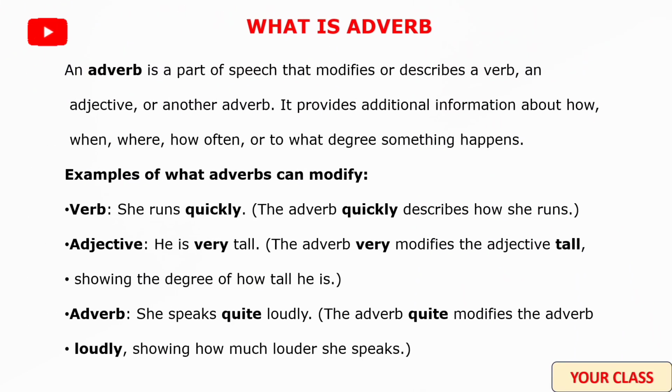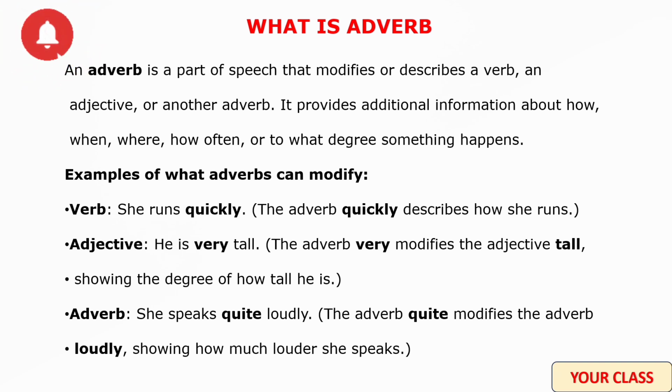Great. Let's dive deeper into the world of adverbs and explore how they work in sentences. I'll guide you step by step and will make sure you are understanding everything along the way. What is an adverb? An adverb is a part of speech that modifies or describes a verb, an adjective, or another adverb. It provides additional information about how, when, where, how often, or to what degree something happens.